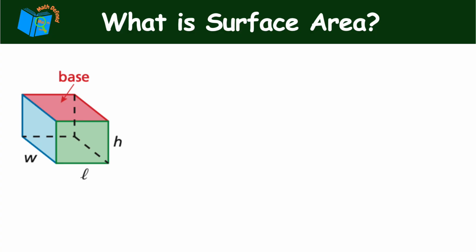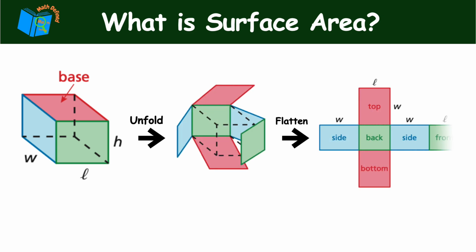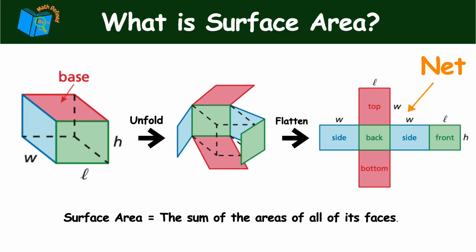This rectangular prism has a length, a width, and a height, and all of its faces are rectangles. Now watch this. If we unfold the prism and flatten it out, we get a shape called a net. A net shows all the faces at once: top, bottom, front, back, and two sides. If we find the area of each face and add them together, we get the total surface area. Surface area is the sum of the areas of all its faces. It's like a puzzle. Each face is one piece, and when we add them up, we get the whole thing.